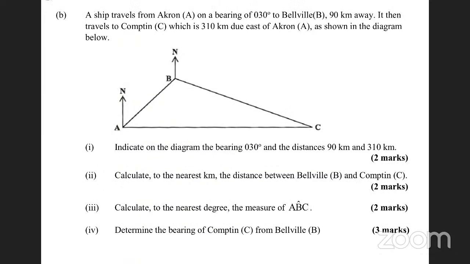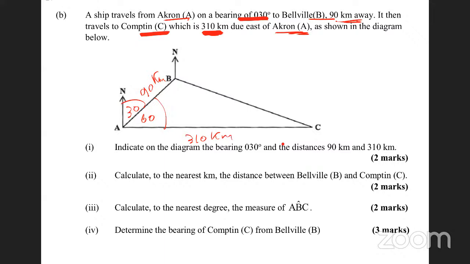Now we said that from A on a bearing of 30 is B. So that means here's 30 degrees. So how much is here? 60. Very good. 90 kilometers away, so the length is 90 kilometers. Then it travels to C, 310 kilometers from A. So 310 is here.